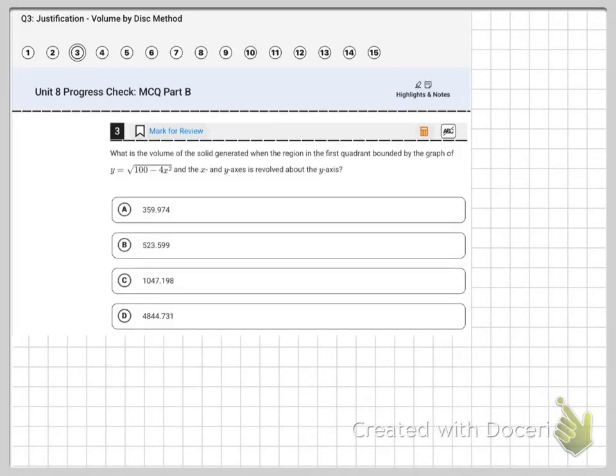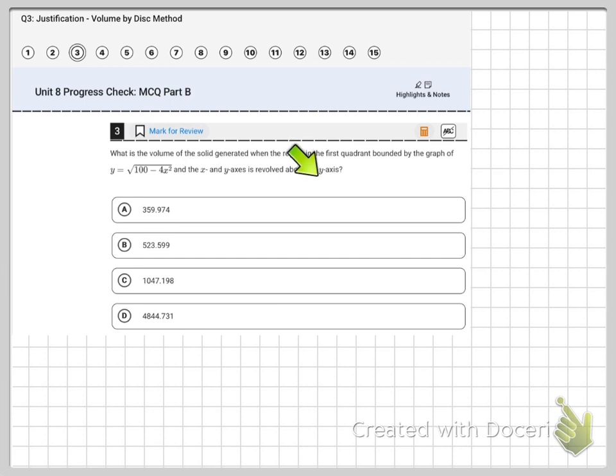Aw, man, not another volume problem. What is the volume of the solid generated when the region in the first quadrant bounded by the graph of this function and the x and y axis is revolved about the y axis?